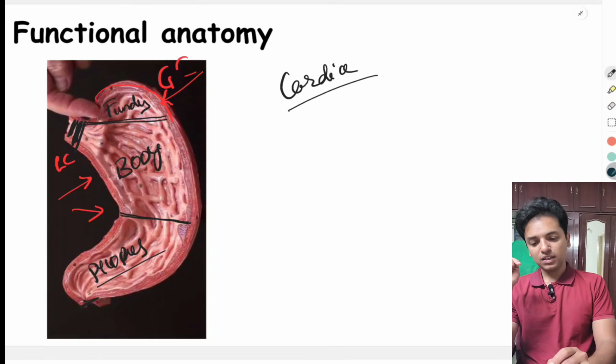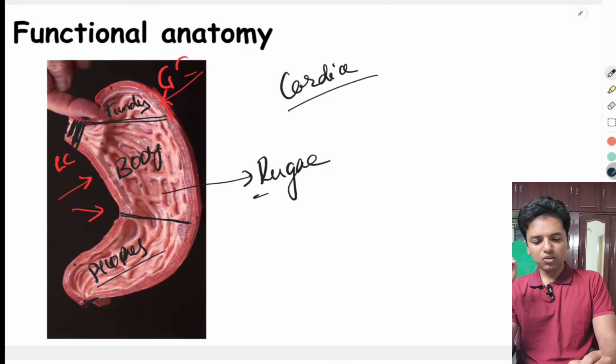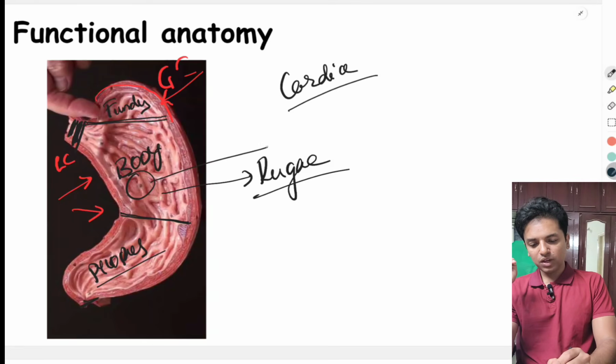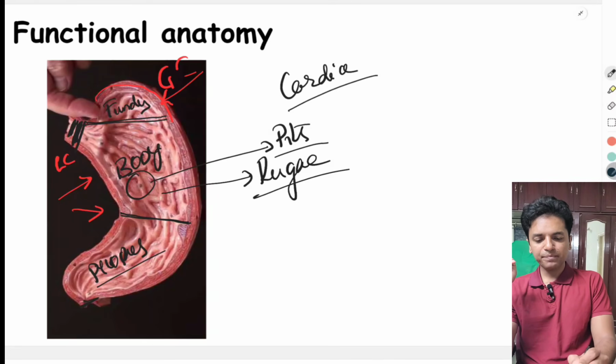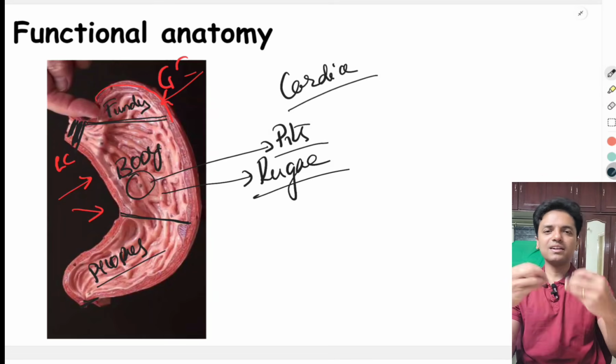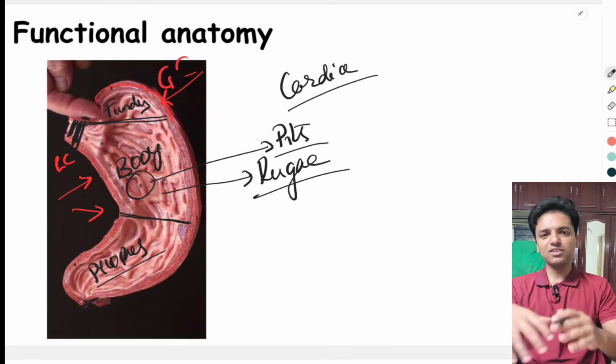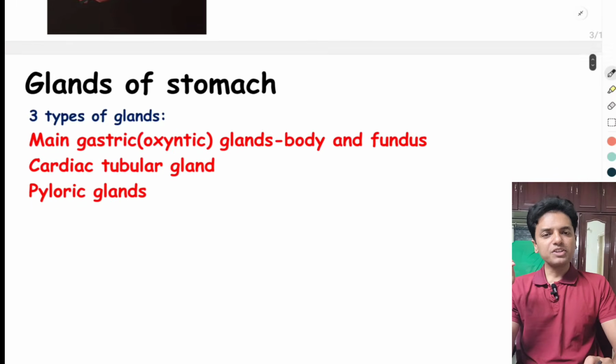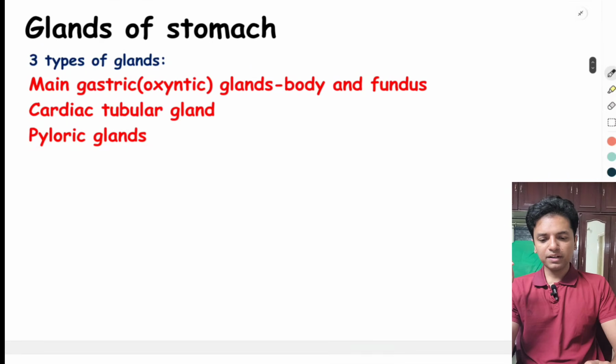We can also see that when we look at the inside of the stomach, there are numerous folds. These folds are called rugae, and on these rugae we can see openings, and these openings are called pits. It is through these pits that the gastric glands pour out their secretions onto the surface of the stomach. So functional anatomy will remain incomplete if we don't understand the different glands of the stomach.